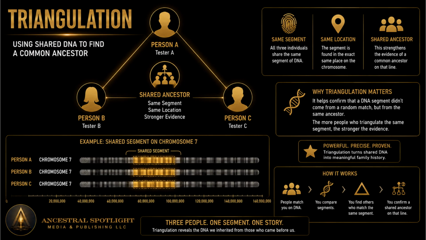Triangulation is one of the most powerful tools in genetic genealogy. When 3 or more individuals share the same segment at the same chromosomal location and descend from the same ancestral line, we gain strong evidence that the segment originated from a specific ancestor. This is how ancestral DNA can sometimes be identified centuries after that ancestor lived.